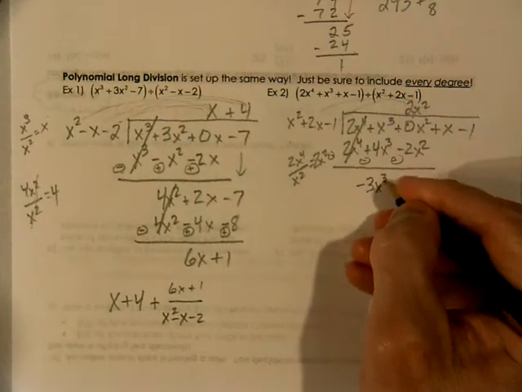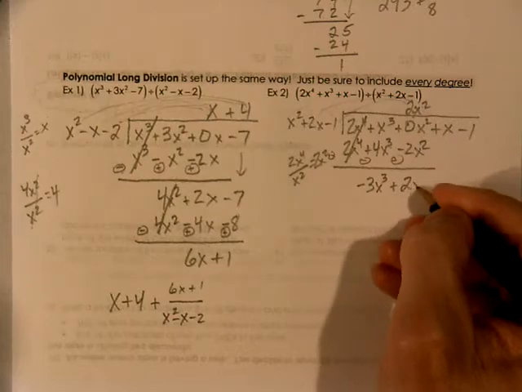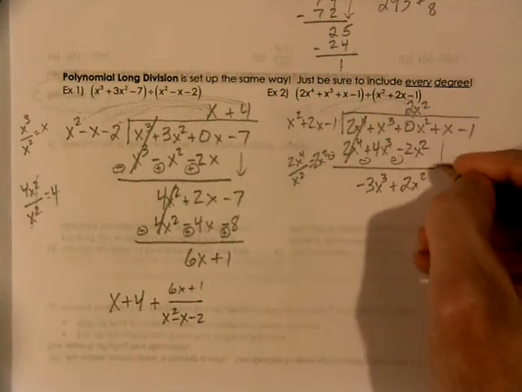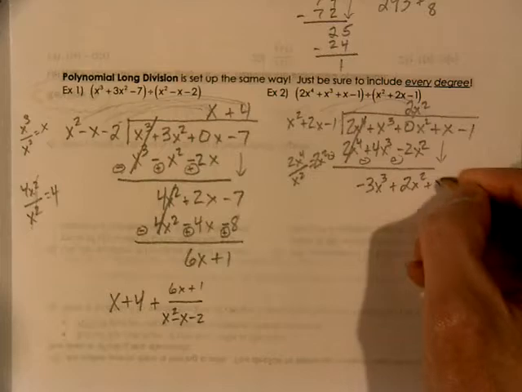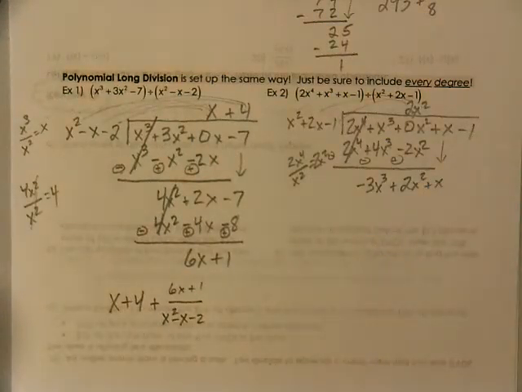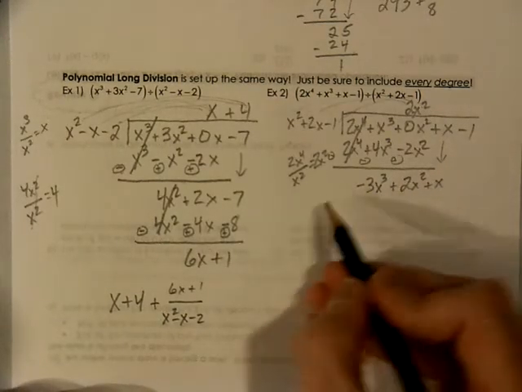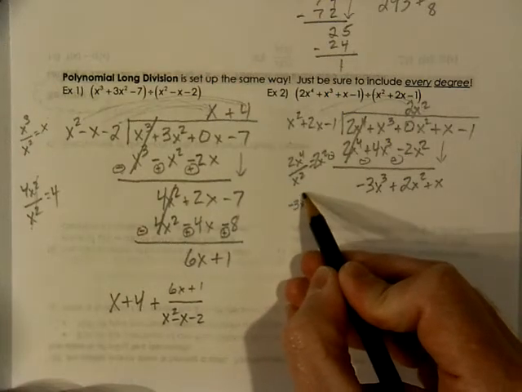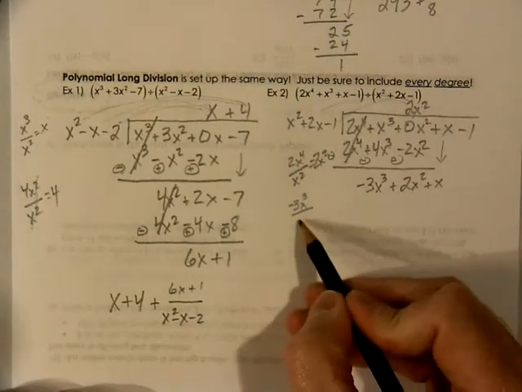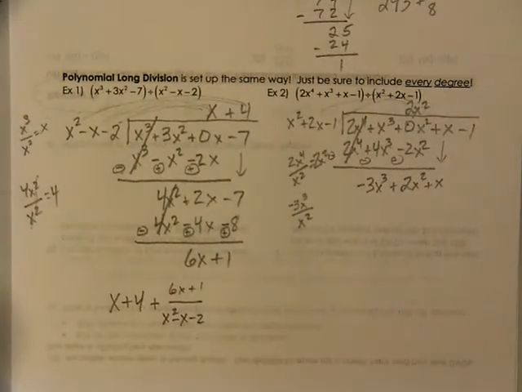Negative 3x cubed plus 2x squared, and drop down your sign. So now we take our negative 3x cubed and we divide it by x squared. So go ahead, pause the video, work out your next set of steps, and then you can evaluate how you did.